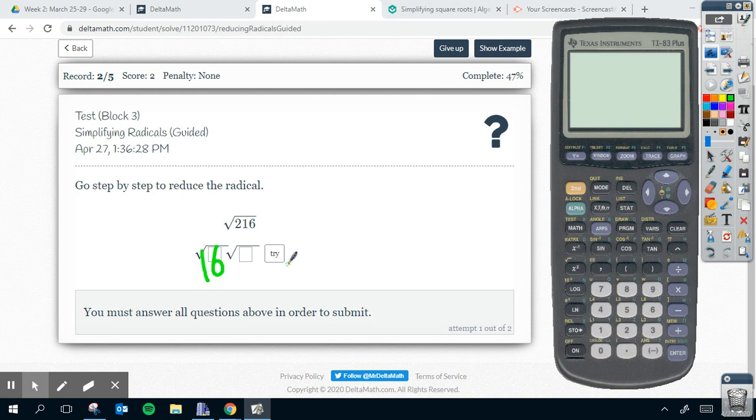Let's see if 16 goes into it. So 216 divided by 16. That does not go into it easily. So let's try a different number. Let's see if 4 goes into it. So let's see if one of these can be 4. Yes, and 216 divided by 4 is 54. So let's use that.